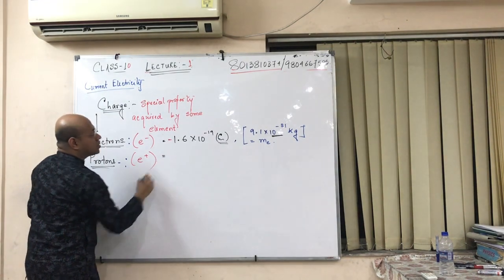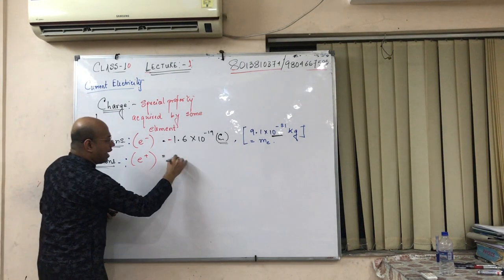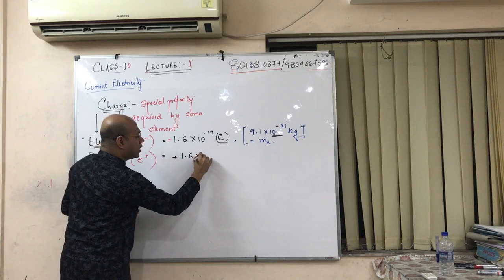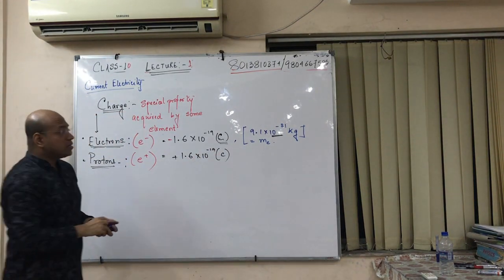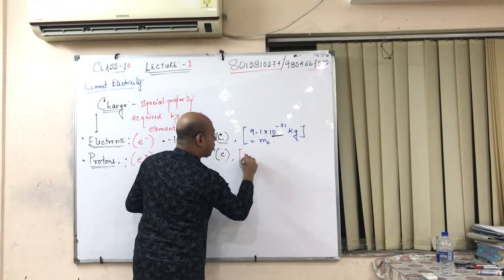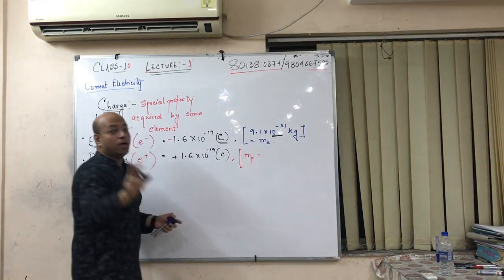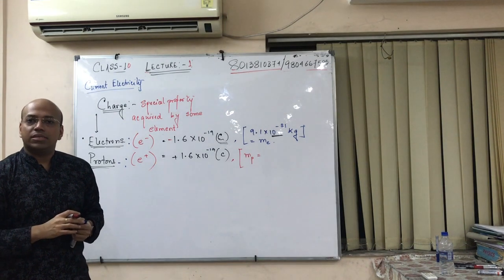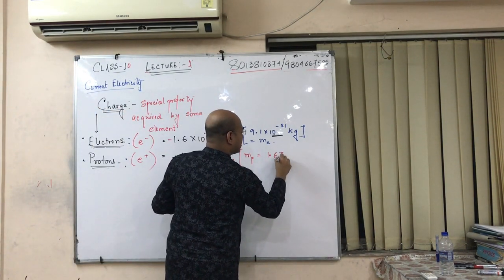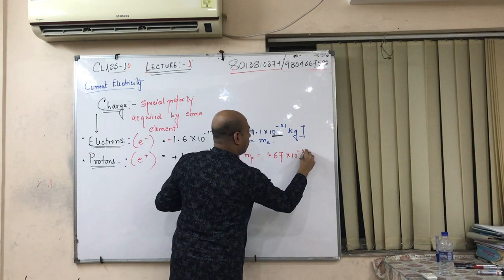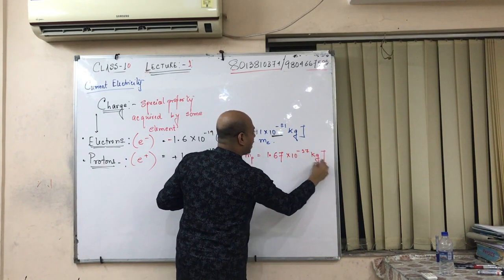Now let's talk about protons. We have the charge similar to that of the electron, in coulomb. Now what is the mass of the proton? Is it the same? No, this is not the same. That's why they are different. It is 1.67 into 10 to the power minus 27 kg.